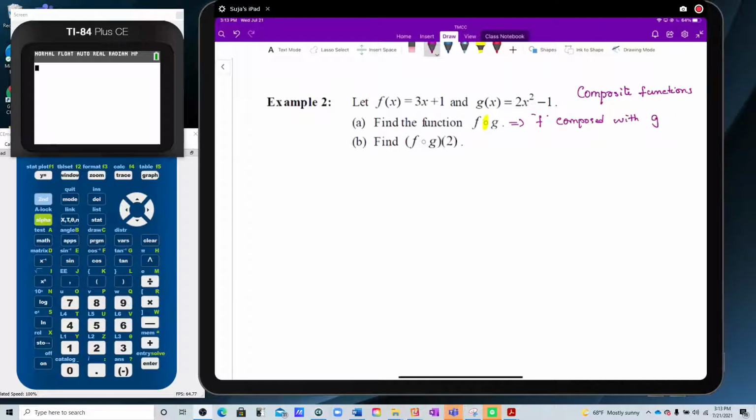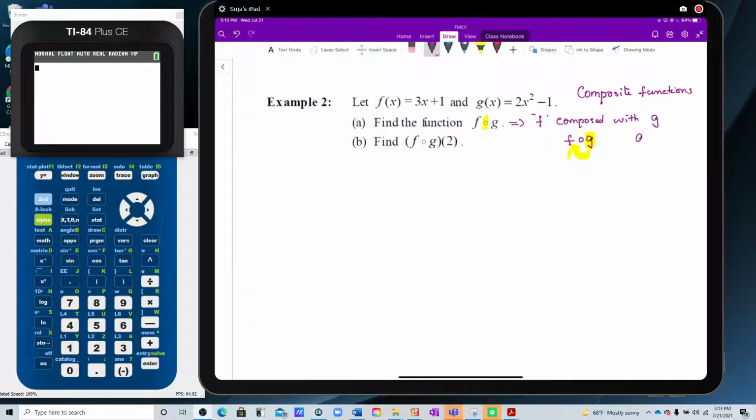But when I write it, I write f and then I put a little circle in the middle and then g. And the meaning of that little circle is f composed with g. And what is the meaning of it? The meaning of it is you're finding the value of the function f of g of x. So in other words, the right hand side function will go into the left function. And it's always the right goes into the left.